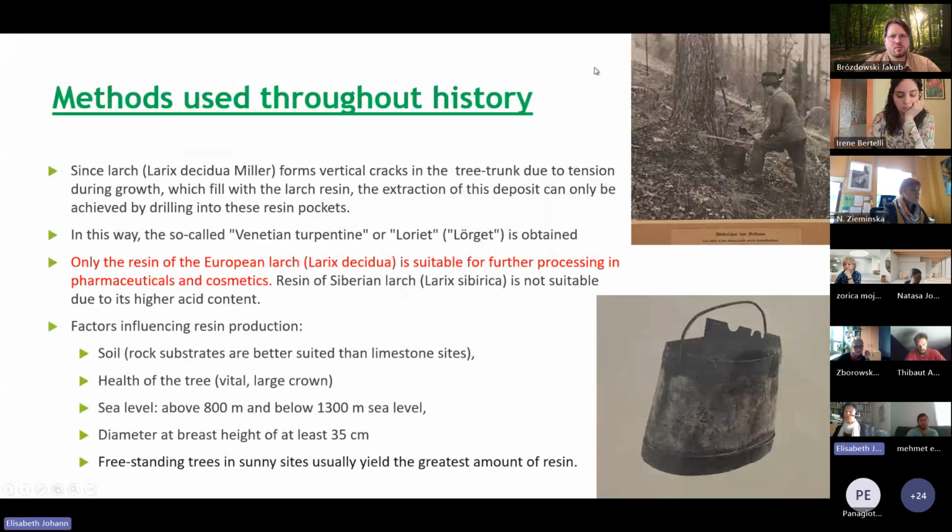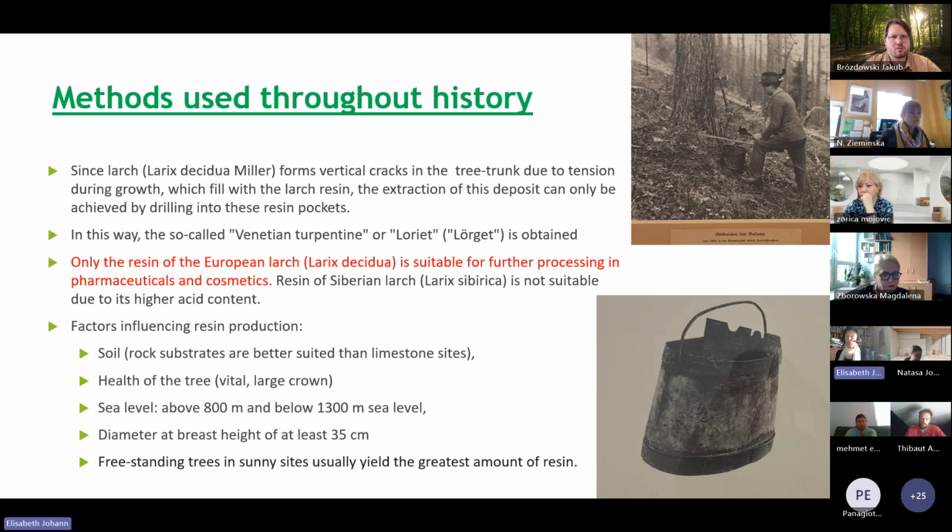There were different methods used throughout history. Since larch forms vertical cracks in the tree trunk due to the tension during growing, which fill with the larch resin, the extraction of this deposit can only be achieved by drilling into these pockets. In this way, the so-called Venetian turpentine or laricin is obtained. Only the resin of European larch is suitable for further processing in pharmaceuticals and cosmetics, because the resin of Siberian larch is not usable due to the higher acid content.